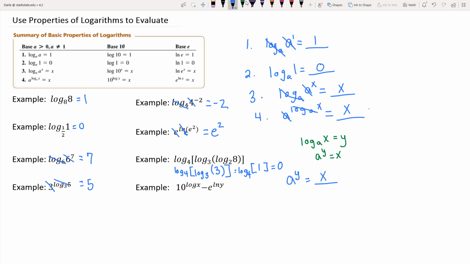And then this last example, again, we're dealing with common log and natural log. I'd write in the base of the common log and write in the base of the natural log. And I can see that I have exponential base 10 and log base 10 composed together, so I'm left with my x. And then I have exponential base e composed with log base e, so that's left with y, and there was a minus sign in between. So it's x minus y when you finish evaluating.